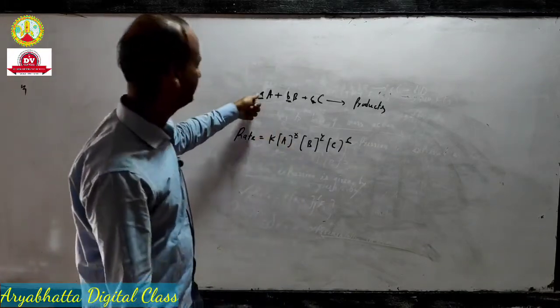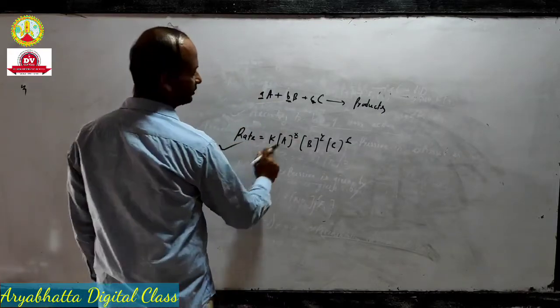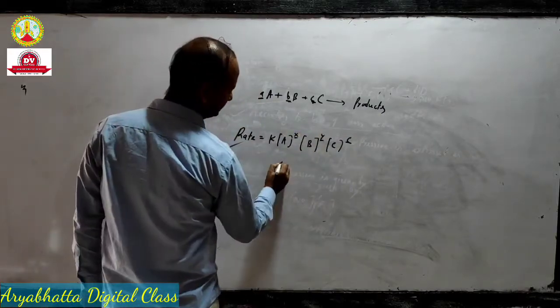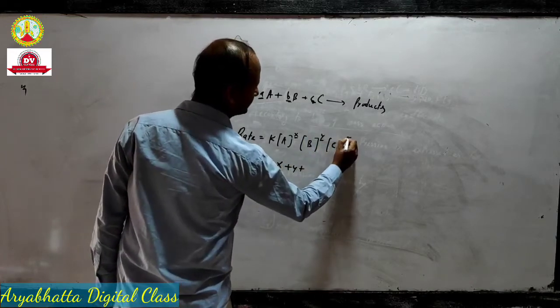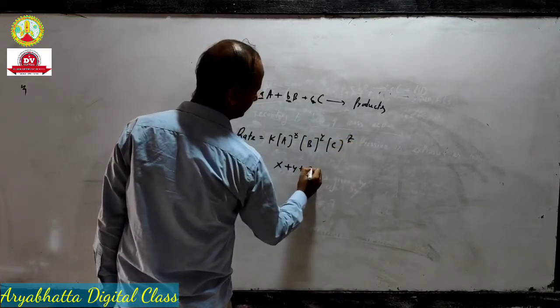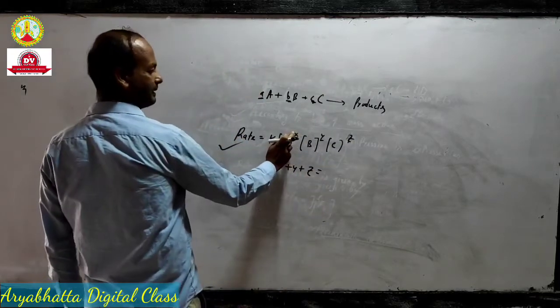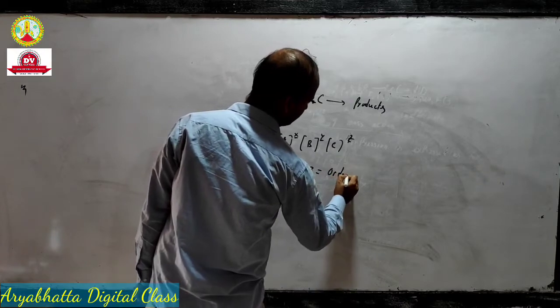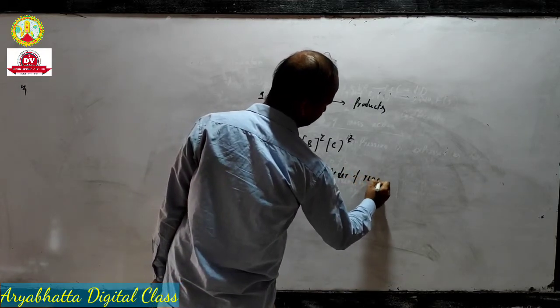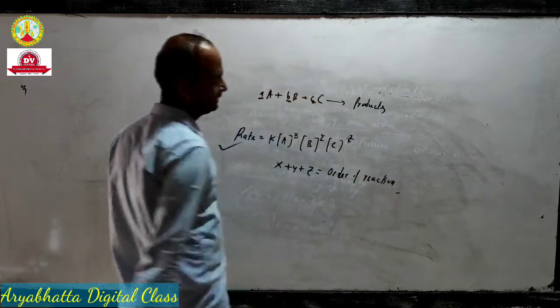Okay, again I repeat, for this reaction suppose rate is written like this. So this power का add करना, this is x plus y plus z. Now just add these powers, x plus y plus z. This is called order of reaction. Okay, this is also determined experimentally.